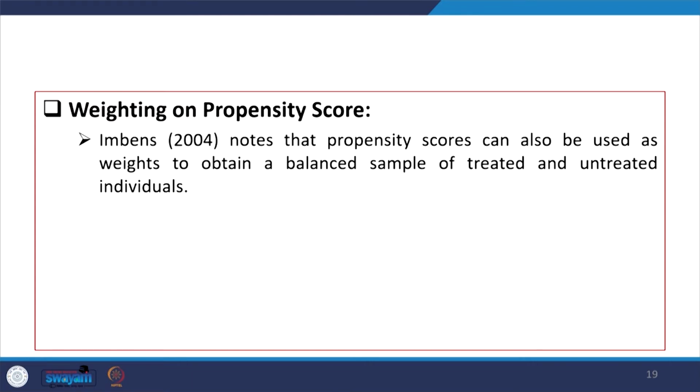Last one is called weighting on propensity score. Imbens 2004 notes that propensity score can also be used as weights to obtain a balanced sample of treated and untreated individuals. So, the sample that we have been discussing may be made similar through the propensity score, and those can be balanced out.